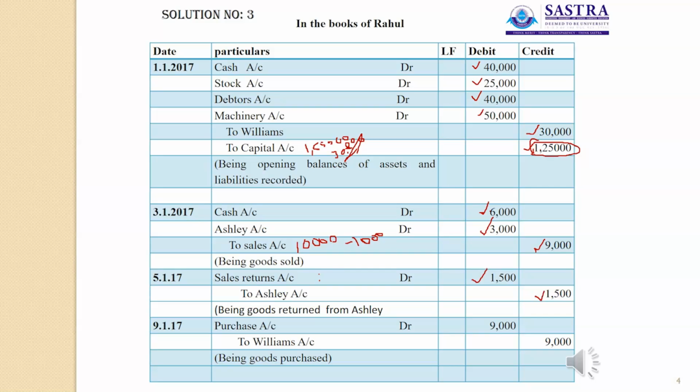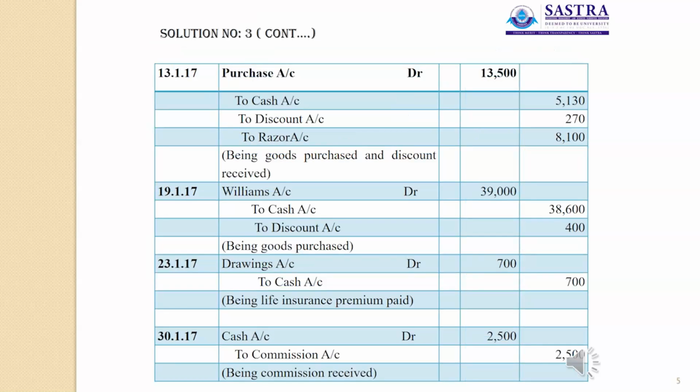Then next, goods purchased from Williams. Purchase account debit to Williams account. The narration for this transaction is being goods purchased. Then the next one is goods purchased and discount received. Here there are four accounts: purchase account, cash account, discount account and Razor account. Purchase account debit 13,500, to cash account 5,130, discount account 270, to Razor account 8,100. The narration is being goods purchased and discount received.